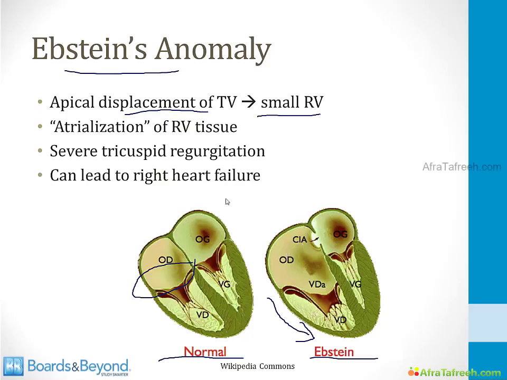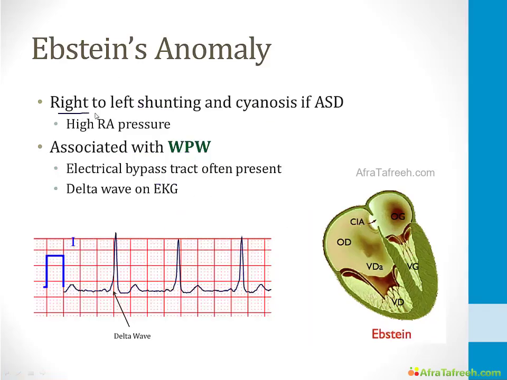What happens in this condition is there is so-called atrialization of right ventricular tissue, meaning that the atria begins to encompass parts of what should be the right ventricle. The major problem in this disorder hemodynamically is that there is usually severe tricuspid regurgitation, and this can lead to right heart failure. If there is a right to left shunt, like an ASD, the high pressures in the right atrium from tricuspid regurgitation can lead to shunting of deoxygenated blood from the right side of the heart to the left side of the heart, and therefore Epstein's anomaly can lead to cyanosis.